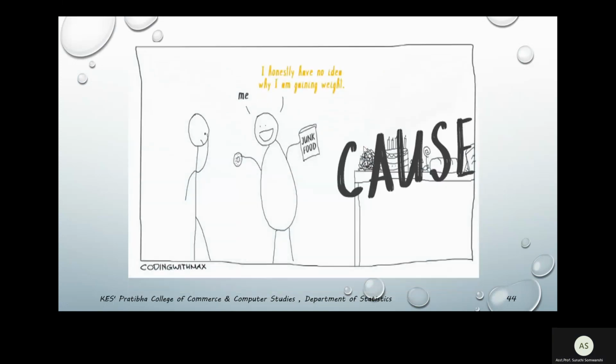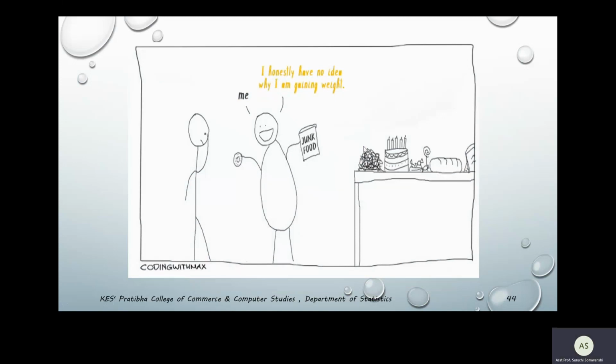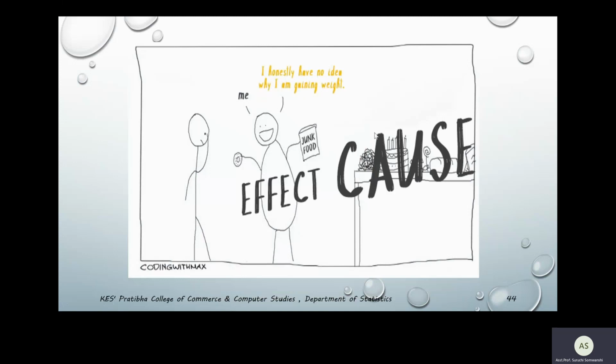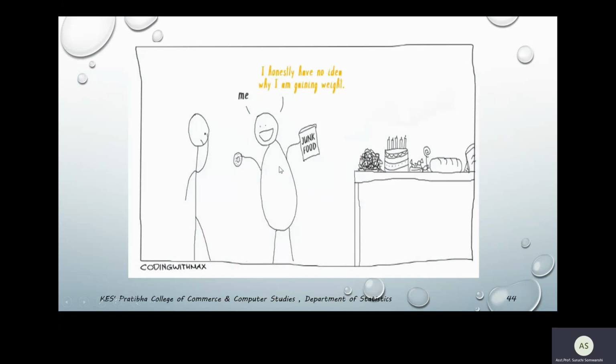See here, the person is saying that he honestly doesn't have any idea why he is gaining weight. He is eating a lot of junk food, and that junk food is causing his weight gain.